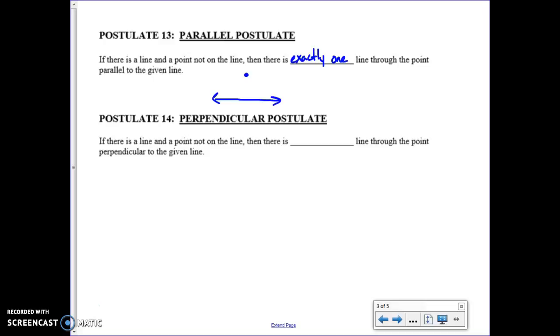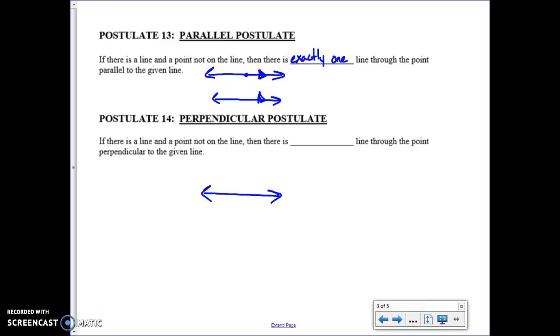There's only one line that exists that goes through this point that's parallel to the original line.